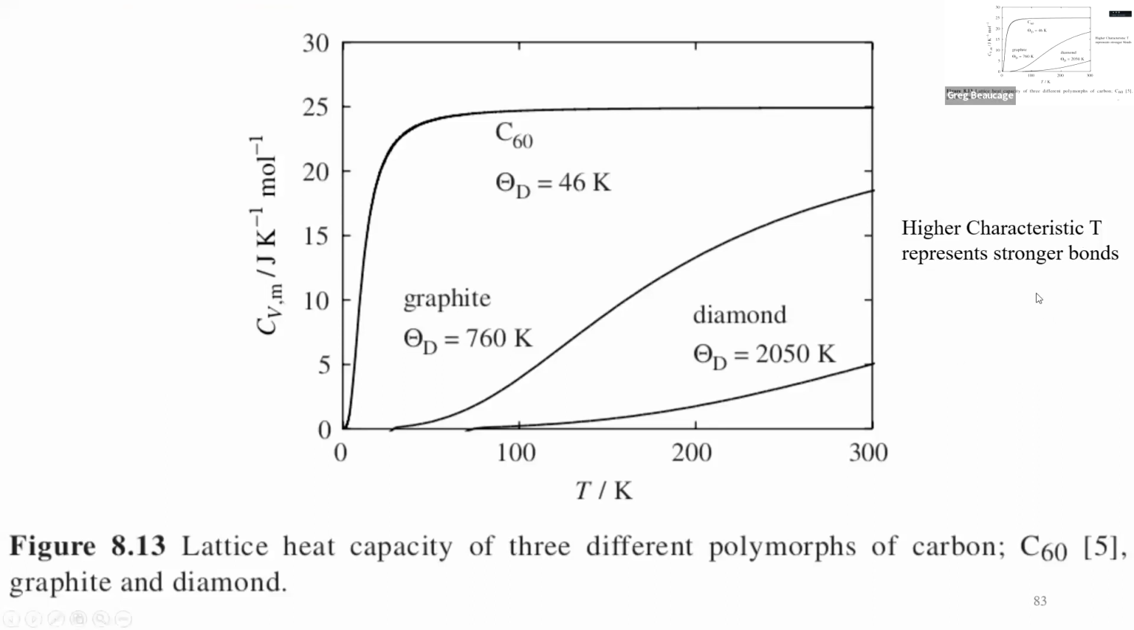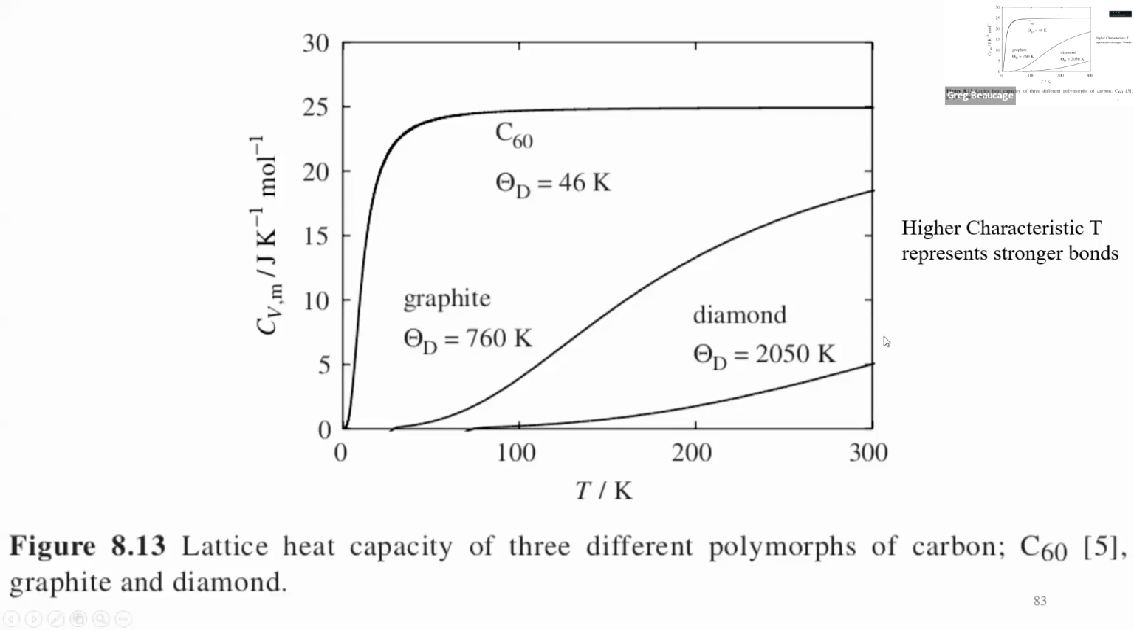Oh, it says in this paper too that the stronger bonds have a higher Debye temperature. But this is for buckyballs, graphite, diamond. And I guess the bonds go weak, stronger, strongest, something like that. So anyway, the higher the Debye temperature, the higher the bond strength or something.